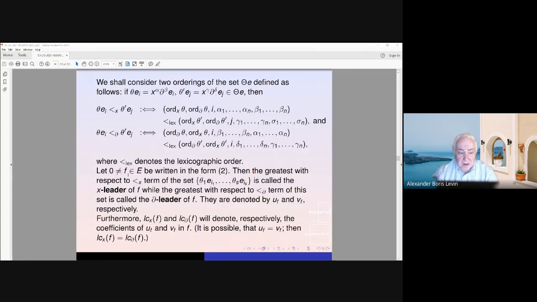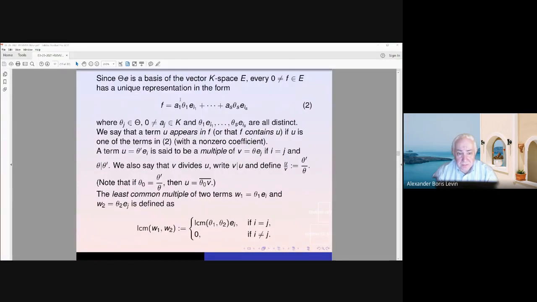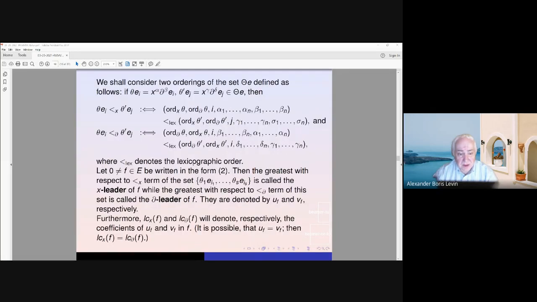Okay, now if you write your polynomial F in this form, we assume that a_1, ..., a_s are not zeros because we just drop zero terms. If you write your element in this form, then the greatest term with respect to order X in this representation is called the X leader of F. And the greatest with respect to D term is called the D leader. And LC with index X and LC with index D of F denote the coefficients of these leading terms in the representation too.